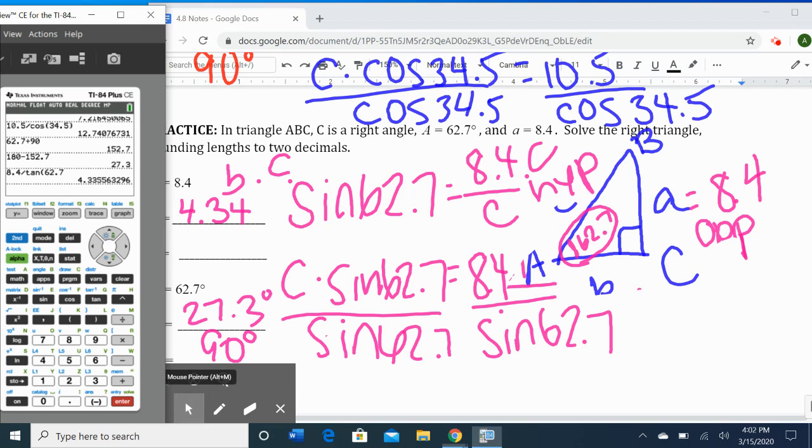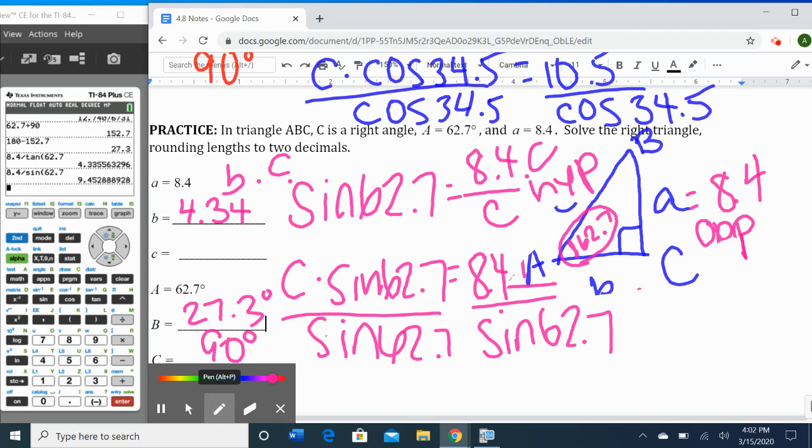I'm going to go over to my calculator. I'm going to take 8.4 divided by the sine of 62.7, and it's going to tell me that side C is equal to 9.45.